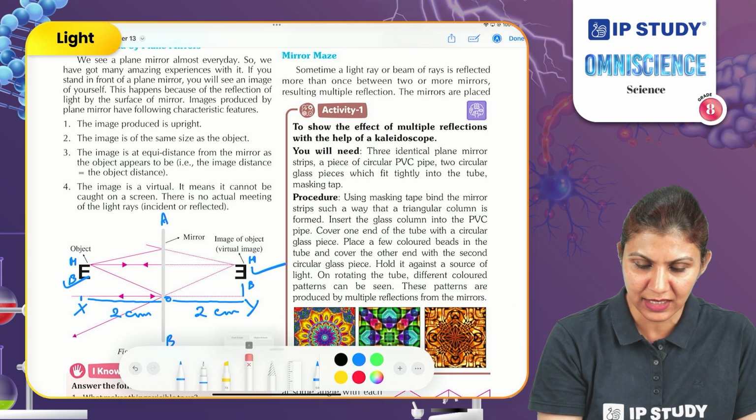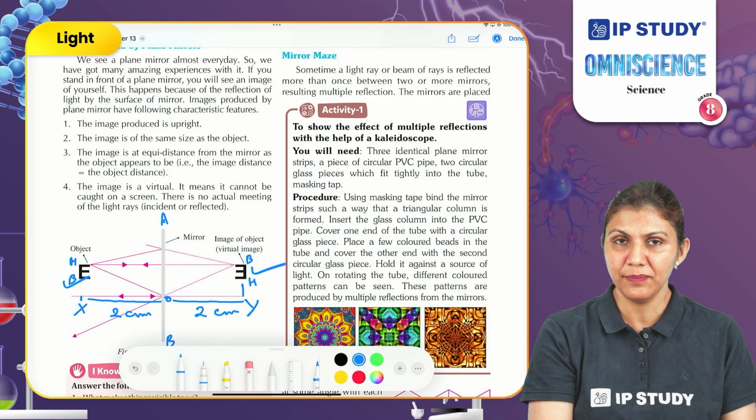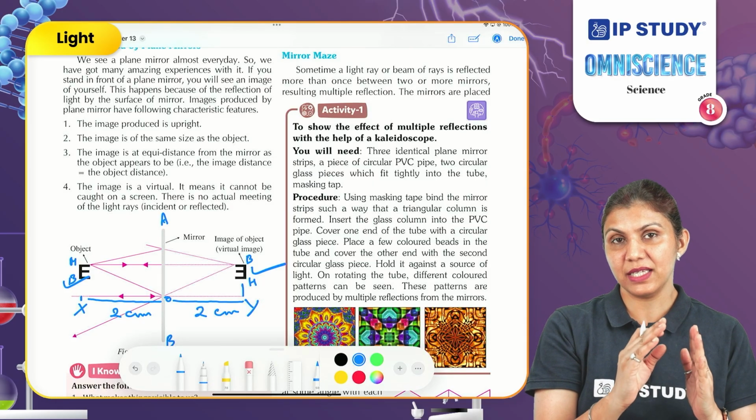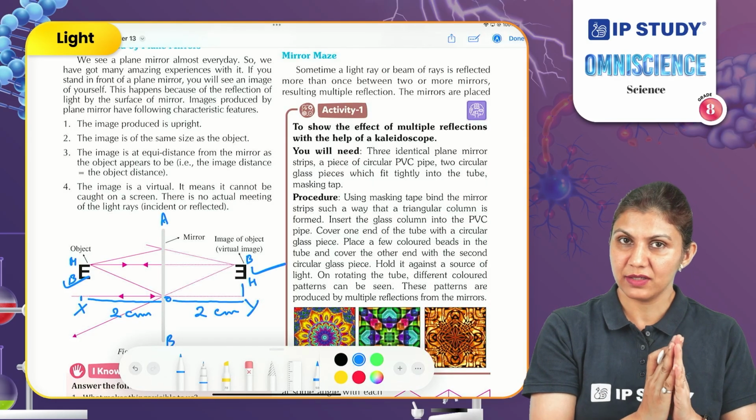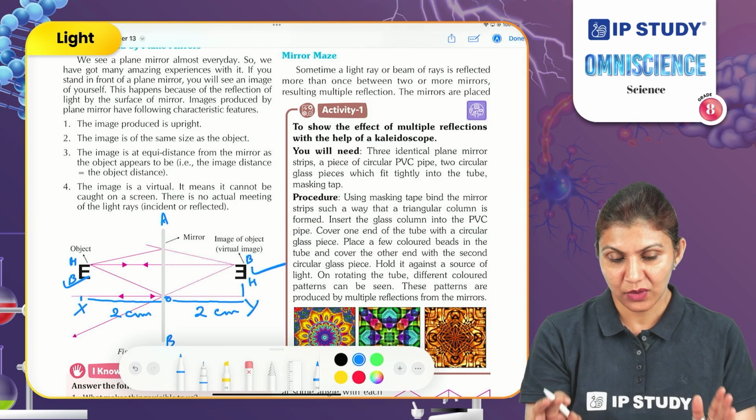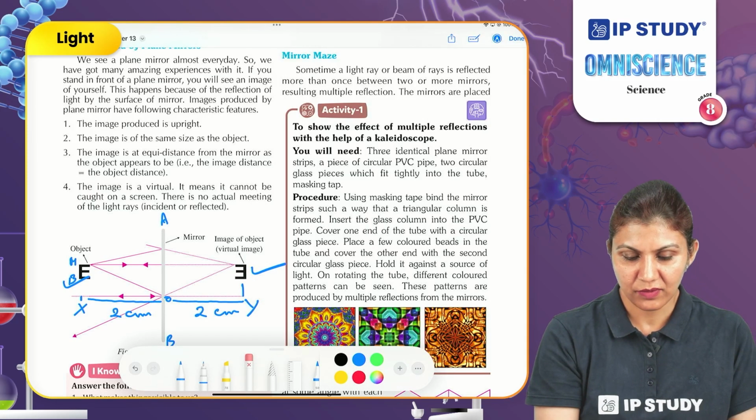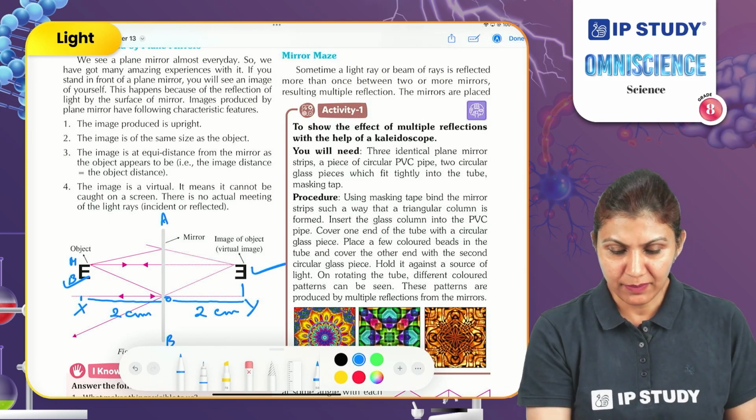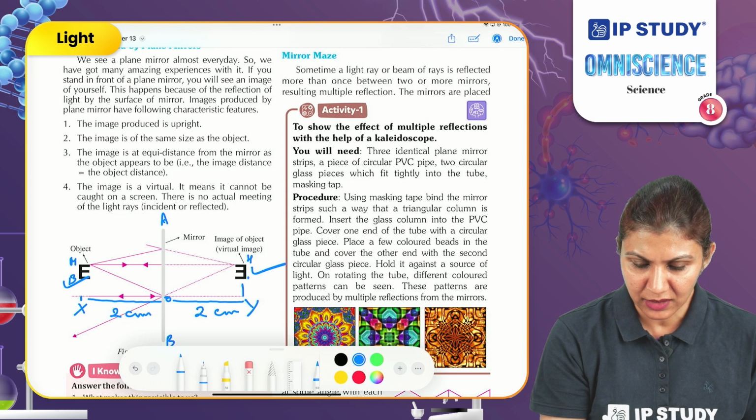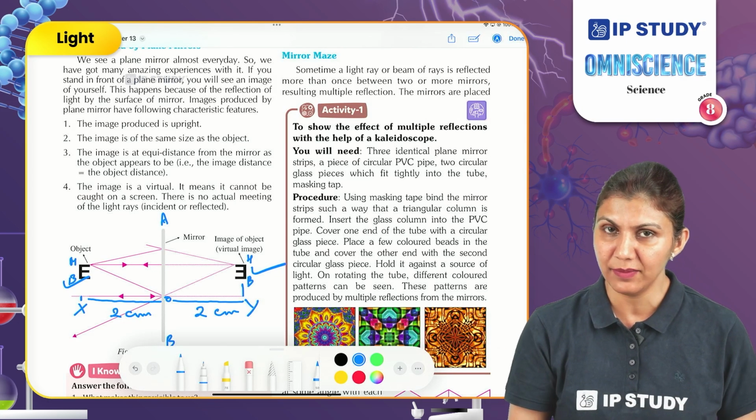You will never see H at the bottom or B at the top. So we can say we are always seeing an erect, straight image, and we cannot see an upside down image. So every time you see your image in the mirror, it is erect and it is formed at the same distance behind the mirror.